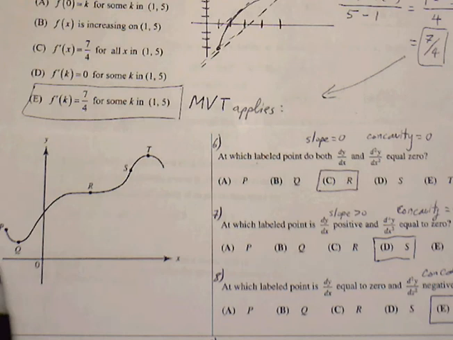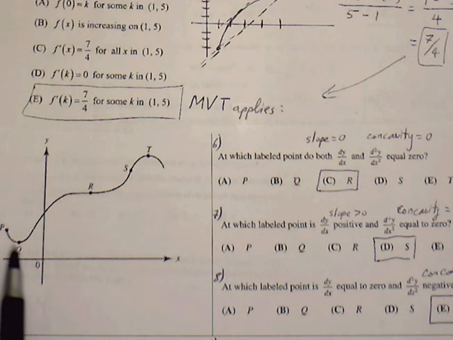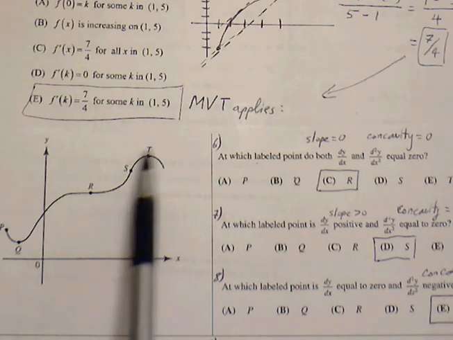So if you look at the graph here, there are a couple of points where the slope is 0, at Q, at R, and at T. However, at Q, this is concave up, so we can't use Q as an answer. T is part of a concave down section, so we can't use that either.